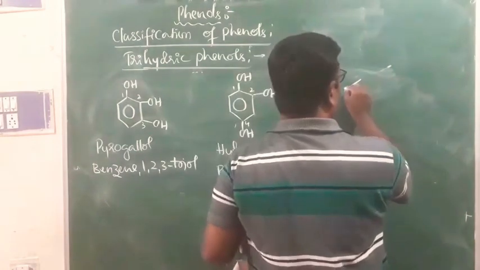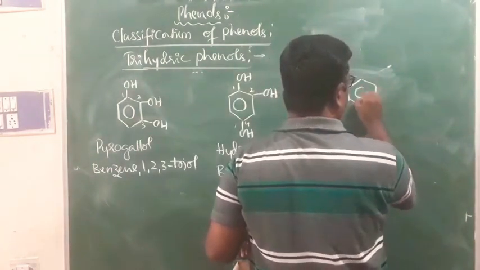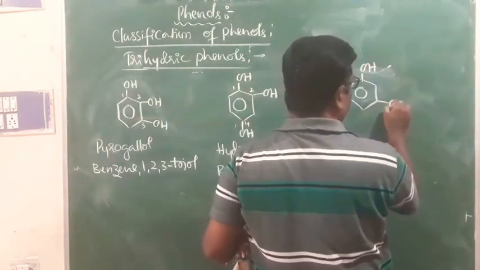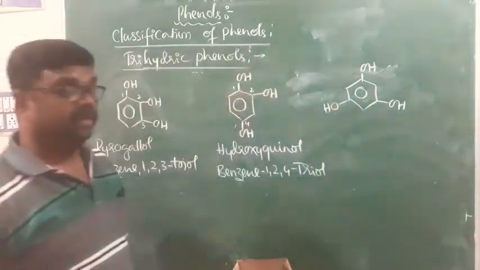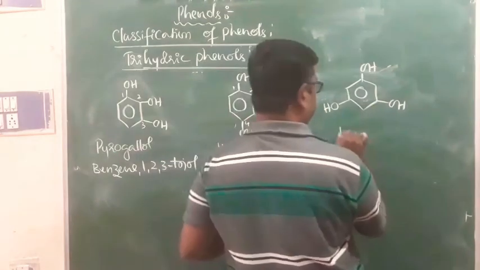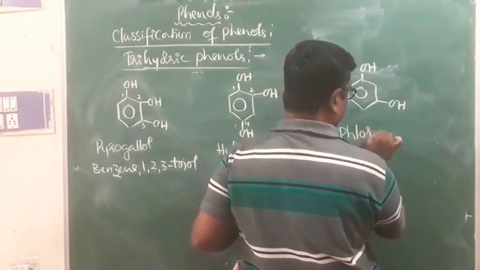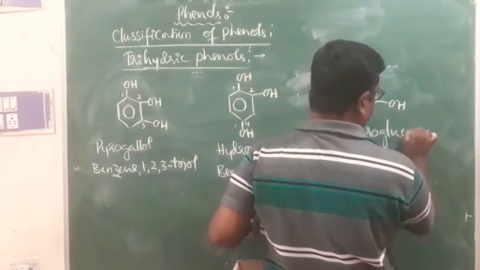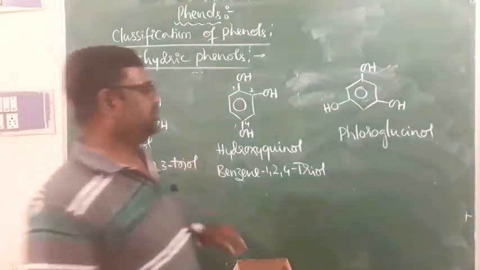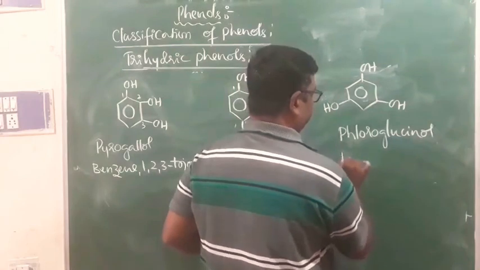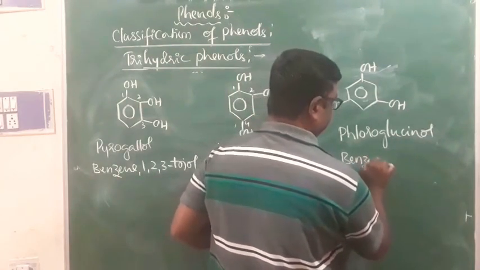Now, one more example for the trihydric phenol, and that is the symmetrical phenol. It is phloroglucinol. This is phloroglucinol, and that was pyrogallol. And of course, its IUPAC name is benzene.